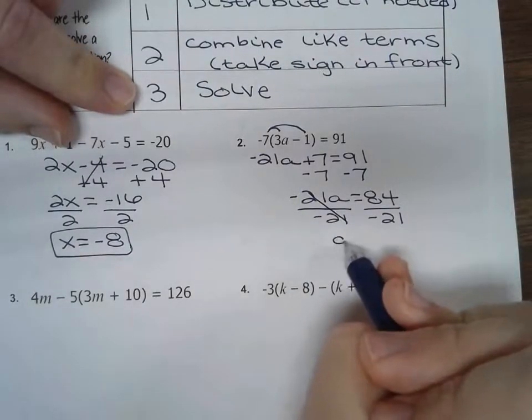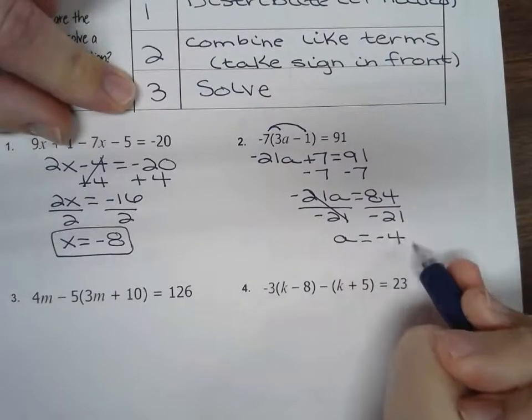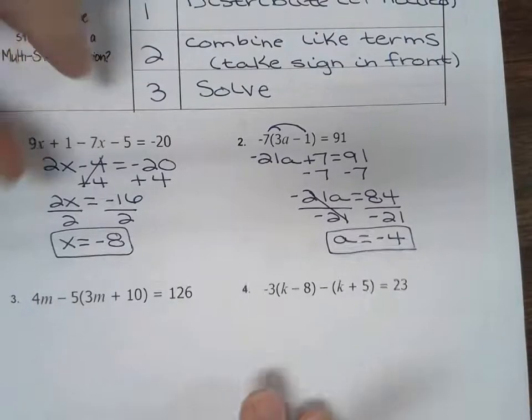The negative 21's cancel. a equals 84 divided by negative 21, which is negative 4. And this is solved because I get a variable equal to a number.